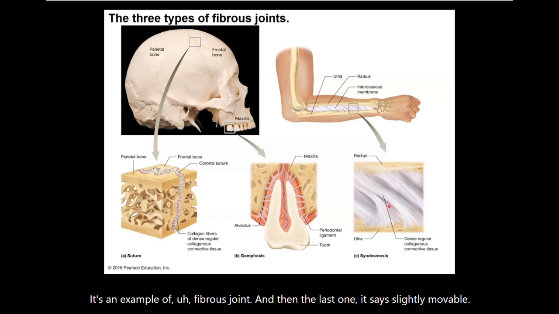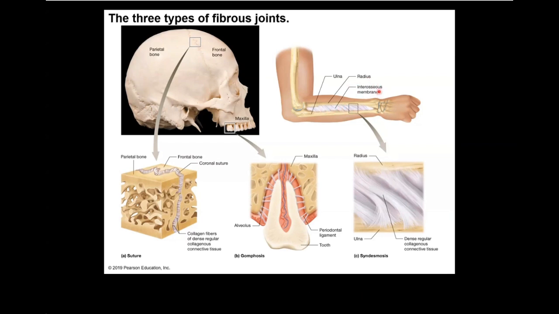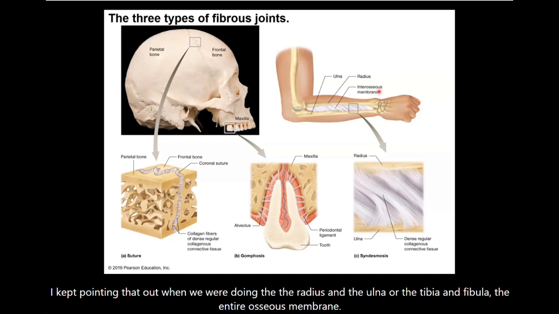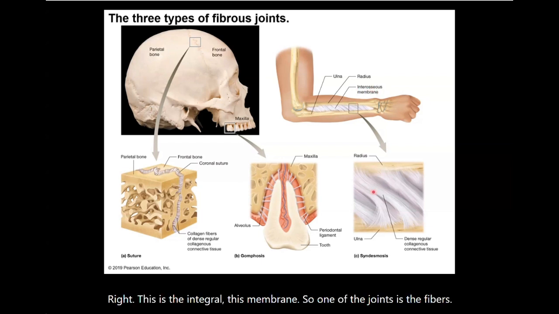And the last one, it says slightly movable. Which one is that? It's called syndesmosis, right? But what is the type of membrane that makes that joint? Do you remember the interosseous membrane? I kept pointing that out when we were doing the radius and the ulna, or the tibia and the fibula. The interosseous membrane, right? This is the interosseous membrane.